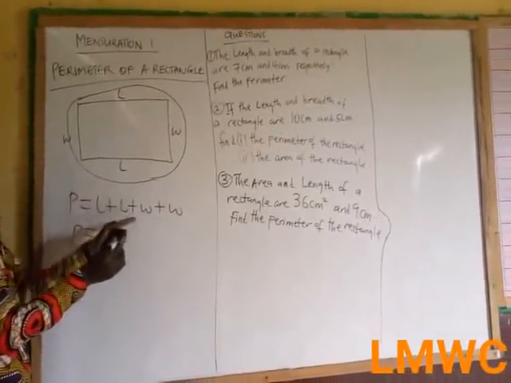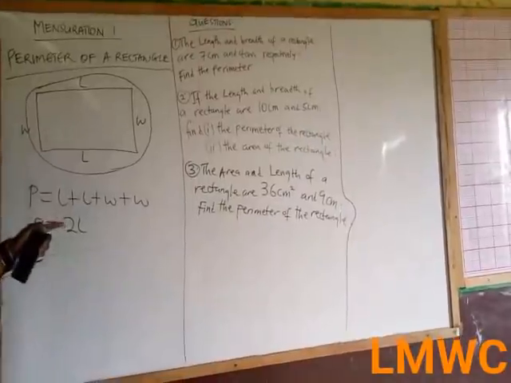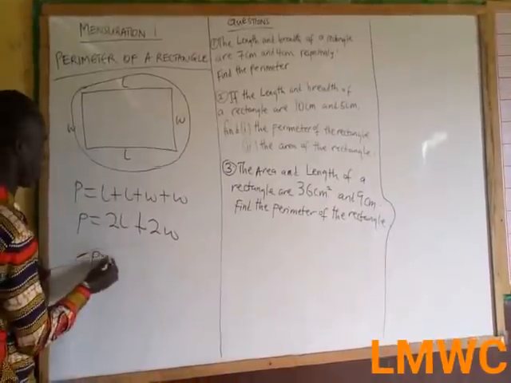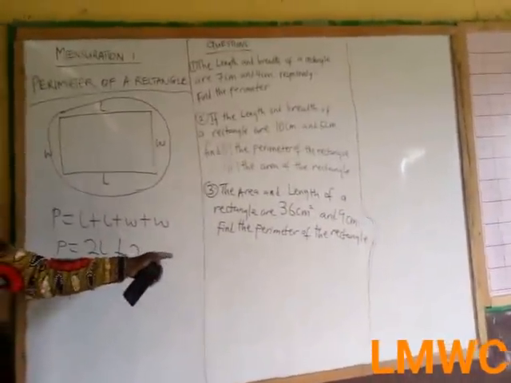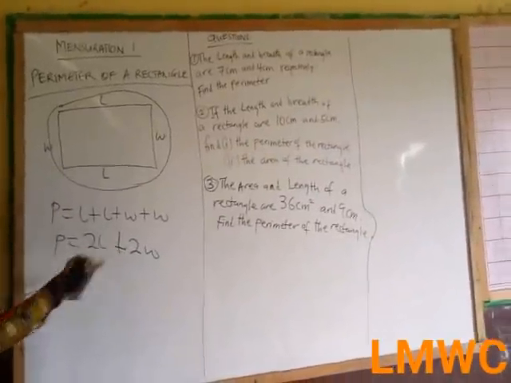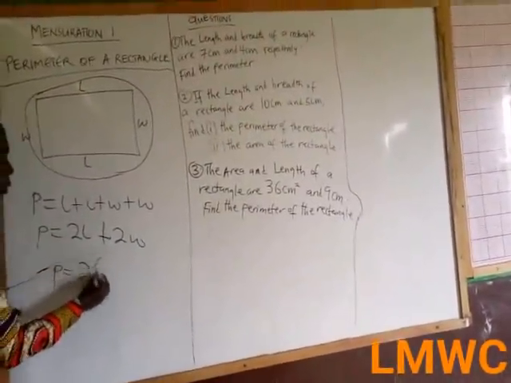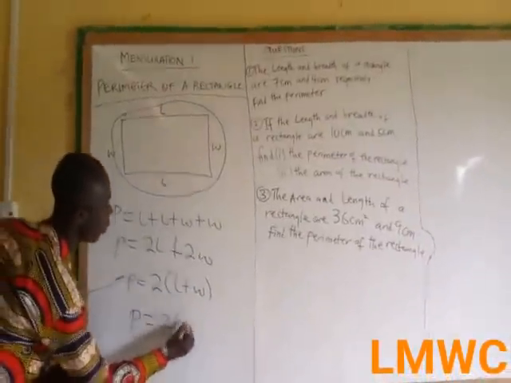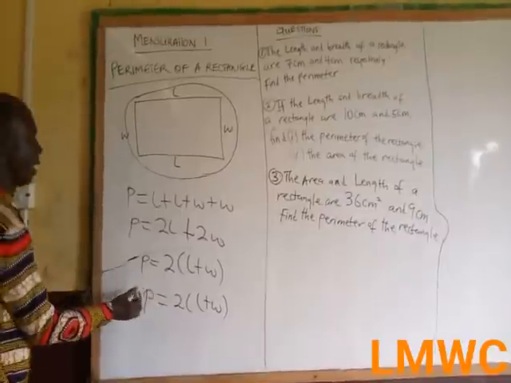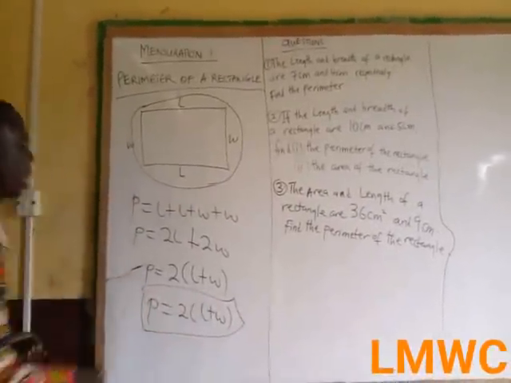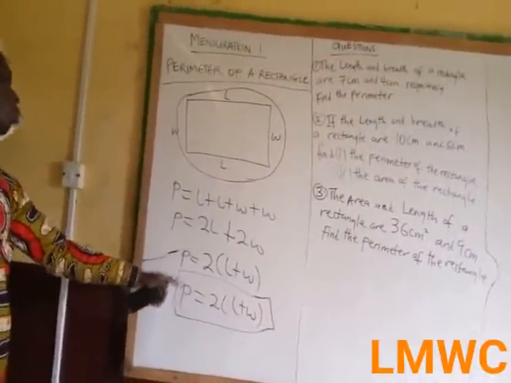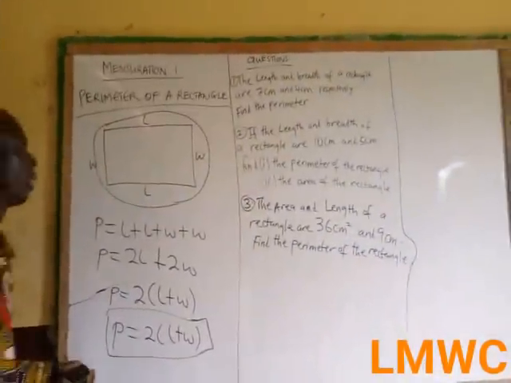So what is L plus L? L plus L is 2L, because in maths, the coefficient of a variable is 1, but we don't write it. Plus W plus W is what? 2W. So P is equal to 2L plus 2W. We factorize. What is the common number here? The common number is 2. So 2 will come out and the non-common ones will be in the brackets. So now, the formula for perimeter of a rectangle is 2 bracket L plus W. You see, I've broken it down. It's very simple. This is the formula: 2 brackets L plus W, perimeter of a rectangle.